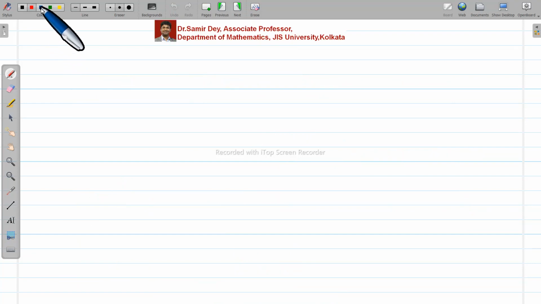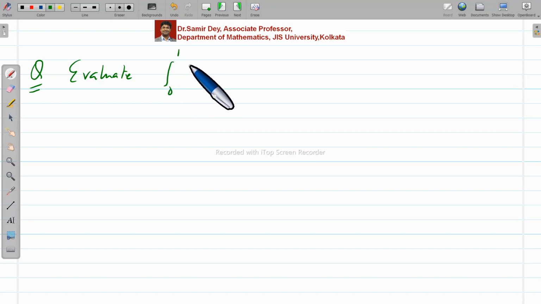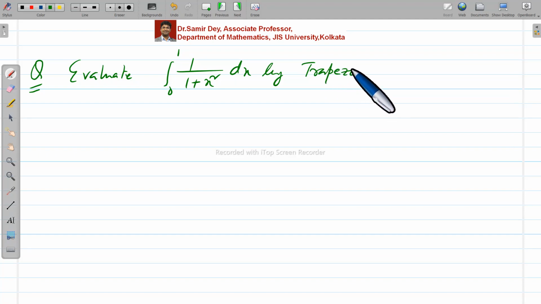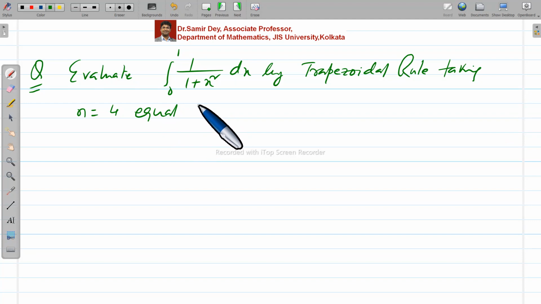Now please write down the question. Evaluate the integral from 0 to 1 of 1 by 1 plus x square dx by the trapezoidal rule, taking n equals 4 equal sub intervals. So this is the question.